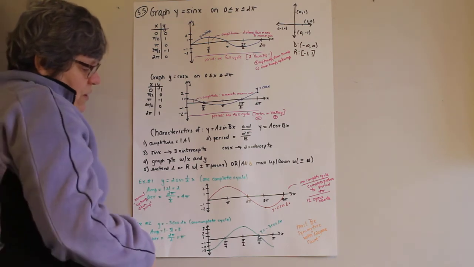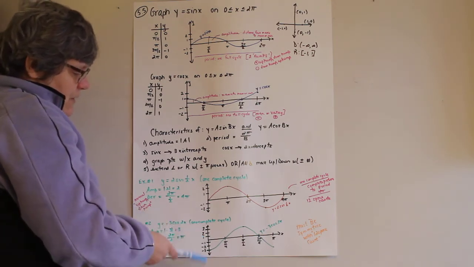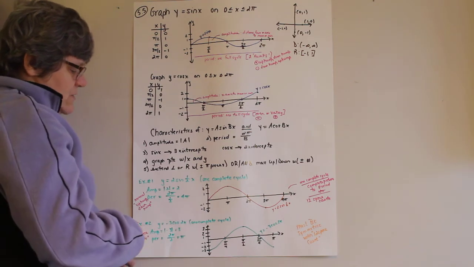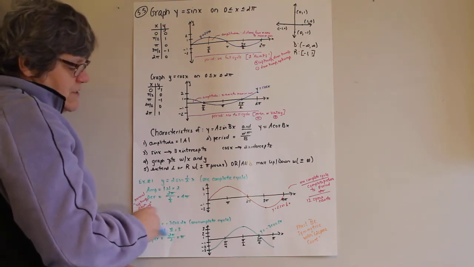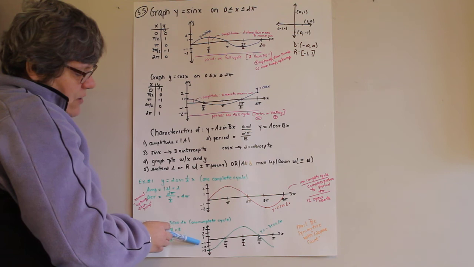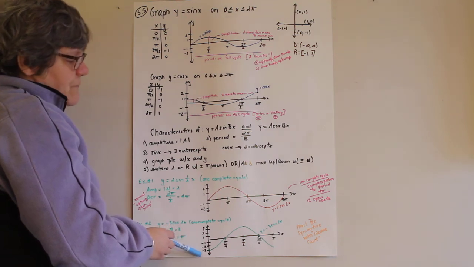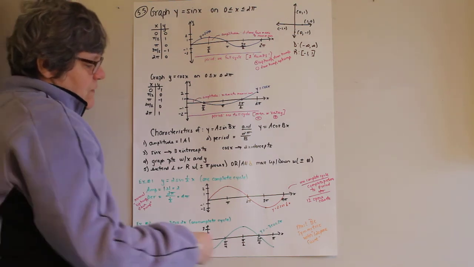So we have to come over here, we have to label our axes up 3 and then down to negative 3. That will take care of the amplitude piece. So I have 1, 2, 3, negative 1, negative 2, negative 3. But more tasking is labeling the axes.